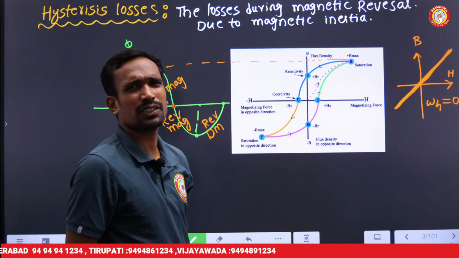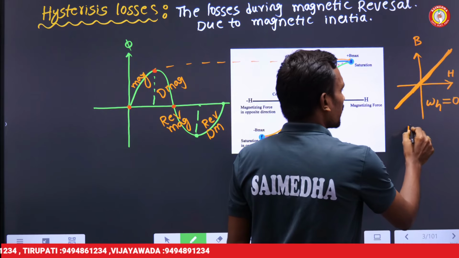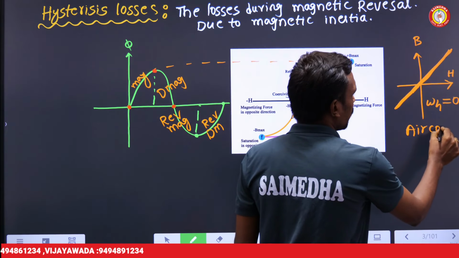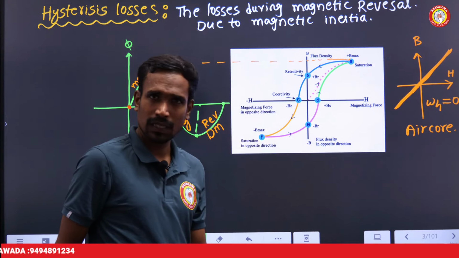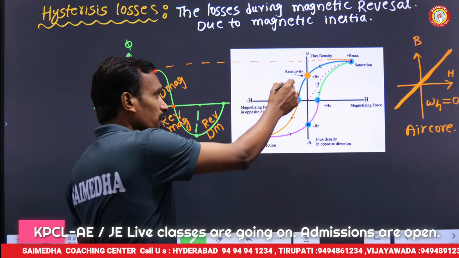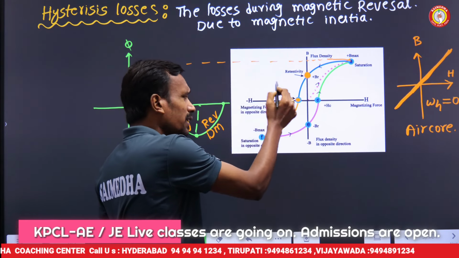Generally, this is not possible. This is the ideal case. Generally, in air core transformers, we may have this. But practically, this is the magnetization curve and this is the demagnetization curve. During demagnetization, the flux density gets stuck here. It does not go to 0. Why is it stuck here?